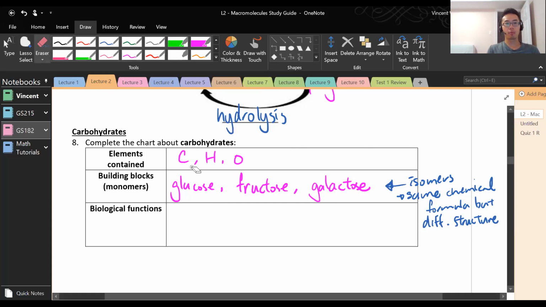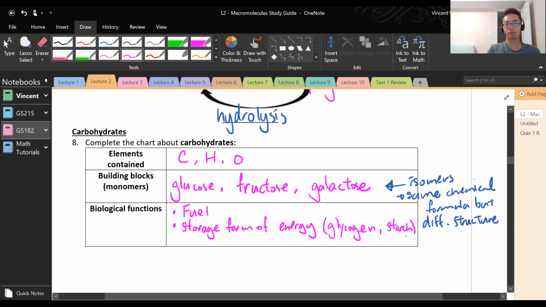Now, what do we use carbohydrates for in a biological system, in the body? Mostly for fuel. It could be a storage form of energy. In humans, we store it as glycogen in the liver and muscle. In plants, they store it as starch.